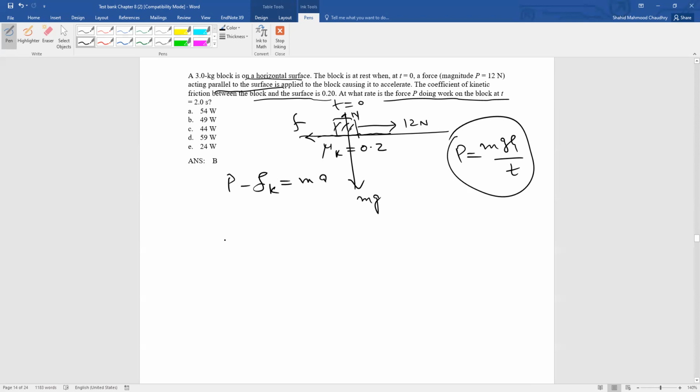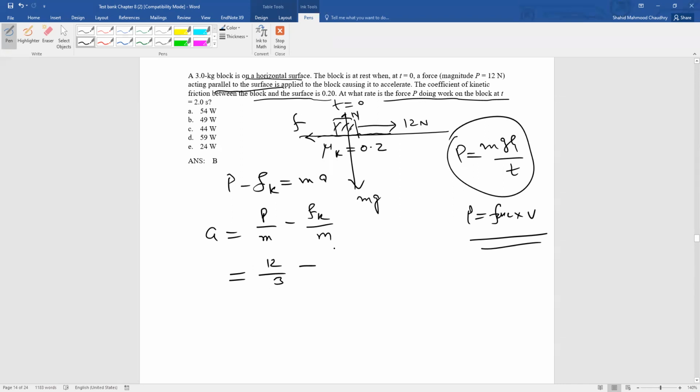Find the acceleration, because if we find the acceleration, we can find the velocity and then we can find the power. We want to use the formula power is equal to force multiplied by v. To find v, first we have to find a. So a is equal to P over m minus f_k over m. So P is 12 over 3 minus f_k.